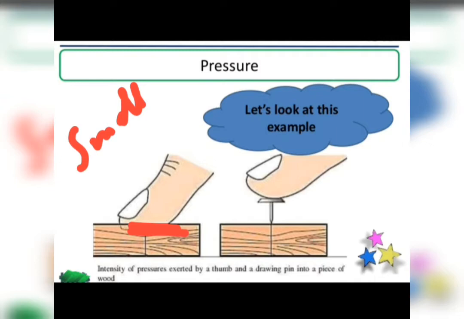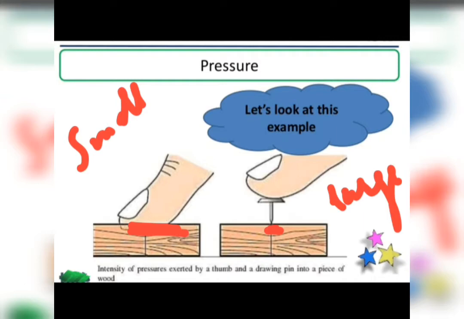Now look at the drawing pin. The drawing pin goes into the wood because it has a very sharp tip. Now the force of the thumb is falling on a very small area. So what happens? The force per unit area becomes large here. So the force per unit area becomes large in the case of the drawing pin, but in the case of the thumb, the force per unit area becomes small.